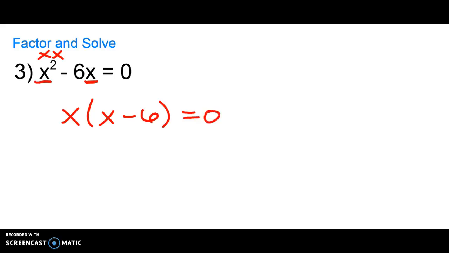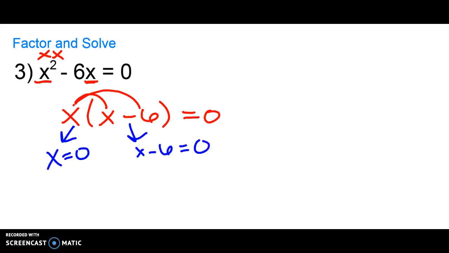Remember, I can check myself with GCF factoring as if I distribute, I should get back to where I started. So x times x is x squared. x times negative 6 is negative 6x. So it should work. So this is already in factored form. So now all I have to do is the zero product property, where x is going to be equal to 0, and x minus 6 is going to be equal to 0. So one of my answers is 0, and the other answer is 6.